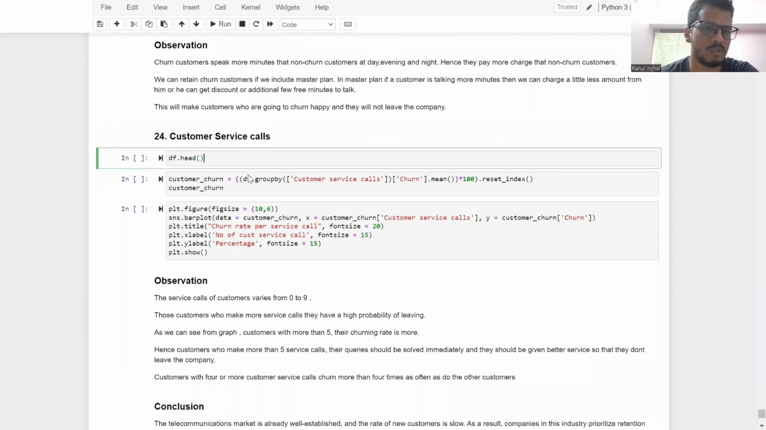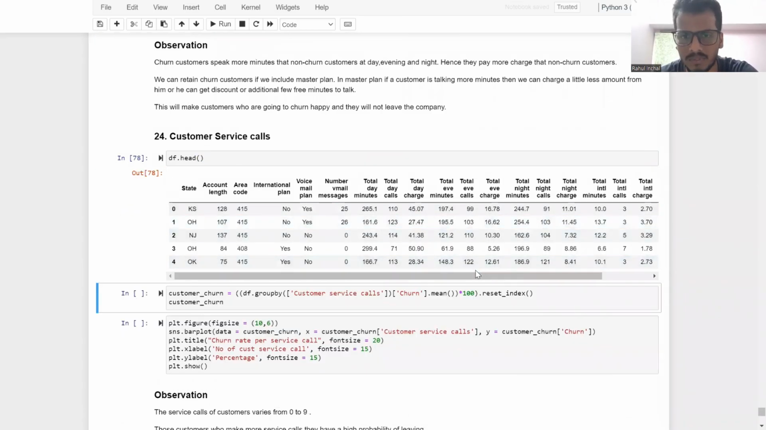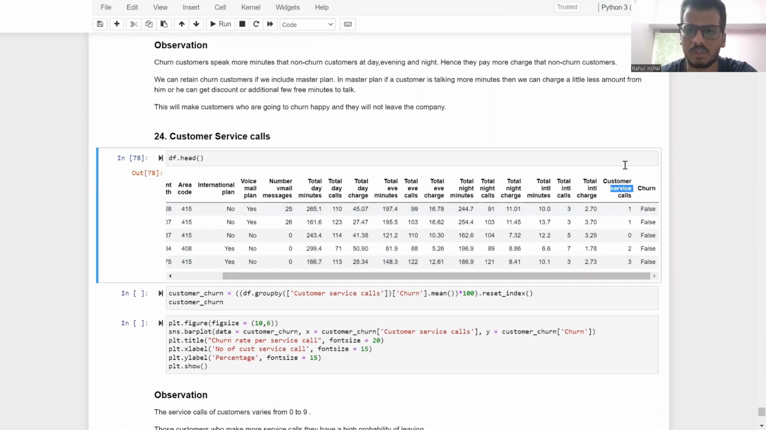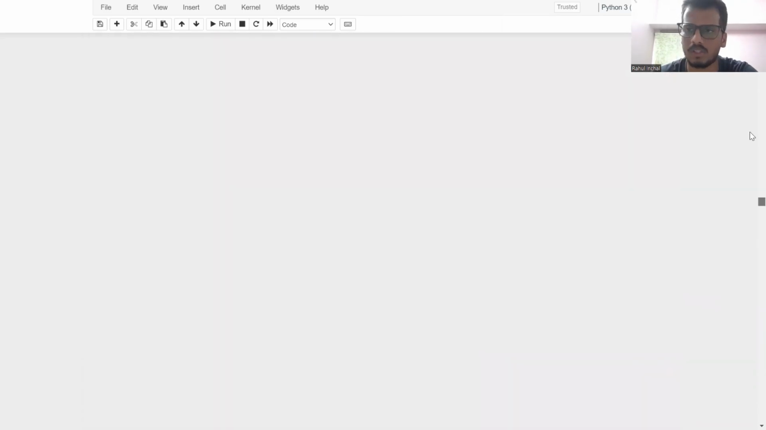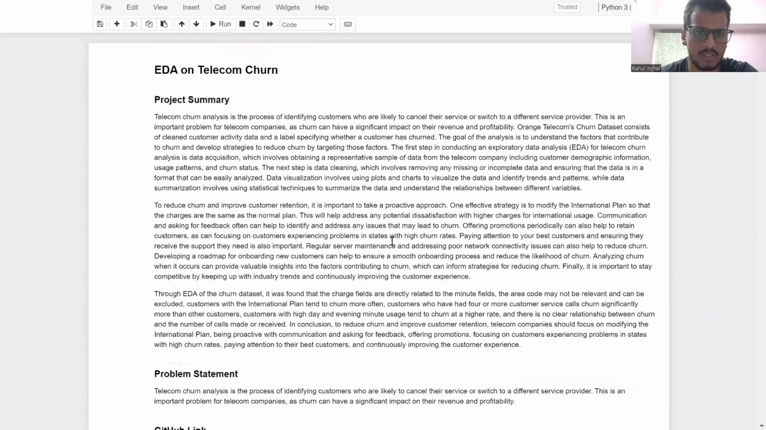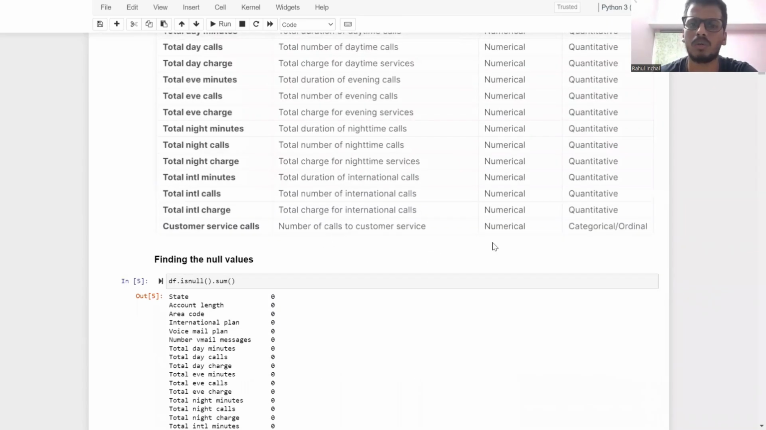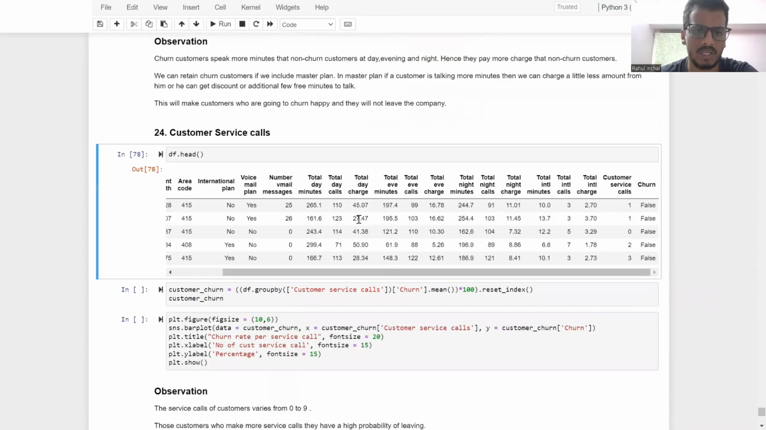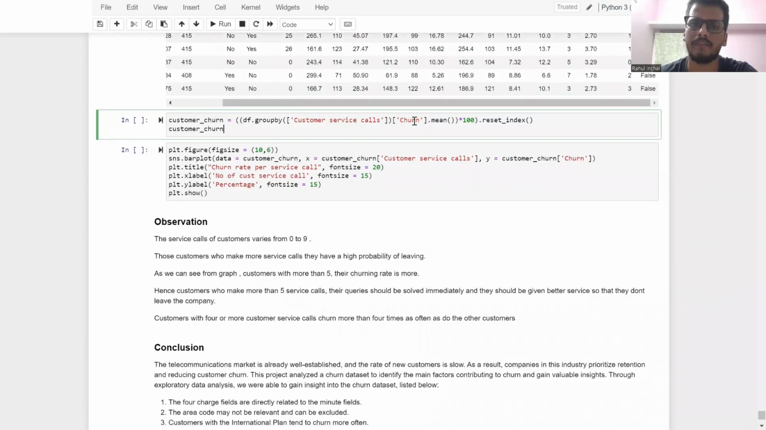Now customer service calls, let's go for customer service calls. Where do we have customer service calls? Yeah, customer service calls. Now what do you mean by customer service calls? Number of calls to customer service. So how many calls has a customer made to customer service? Okay, and again I have grouped it by the churn, and then I found out the mean of that.